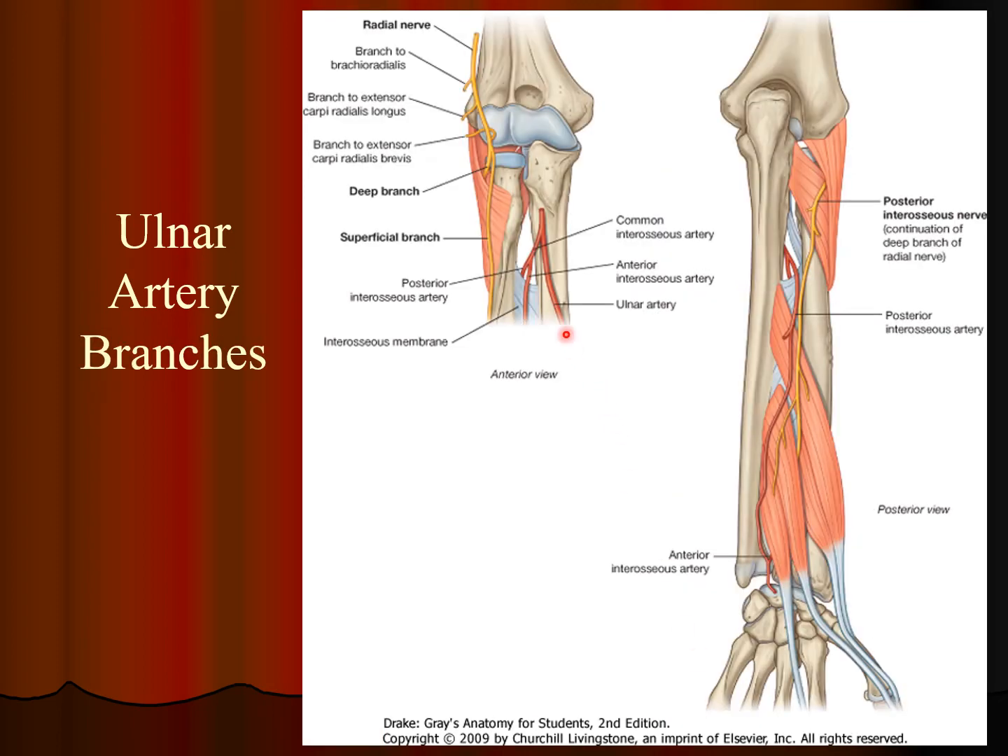So here you can see the common interosseous, its anterior interosseous branch, and this is the posterior view. From here you can see this posterior interosseous artery is emerging out and passing towards the back of the forearm to supply the muscles of the posterior part. So the major supply to the forearm is through the ulnar artery branches as compared to the radial.